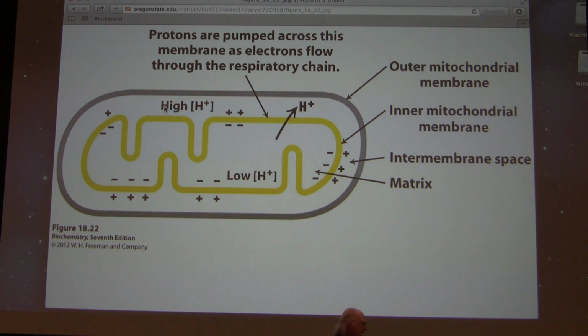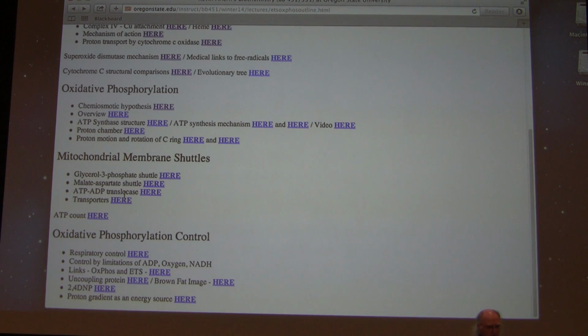And the last thing it says is that the movement of the protons back into the mitochondrial matrix is the energy source for making ATP. Okay? We're going to see how that happens. And this is really remarkable.